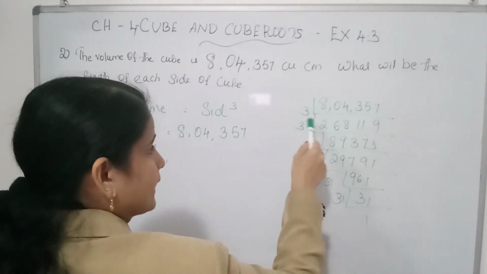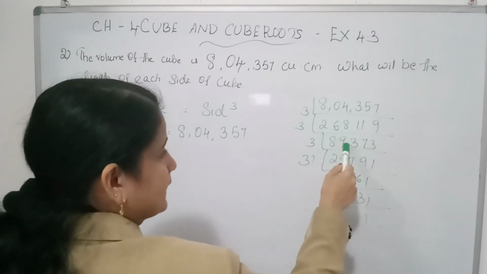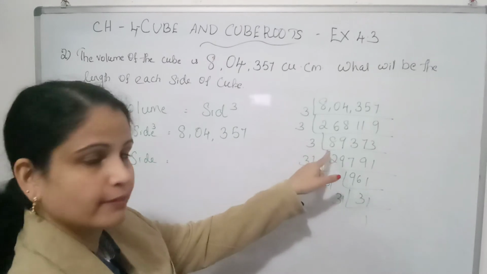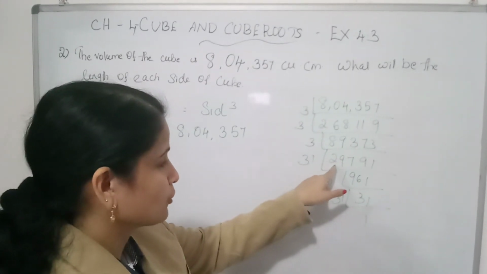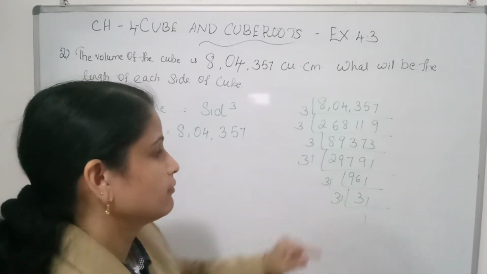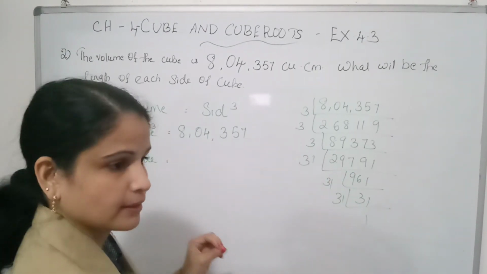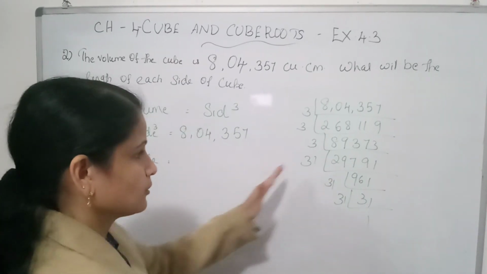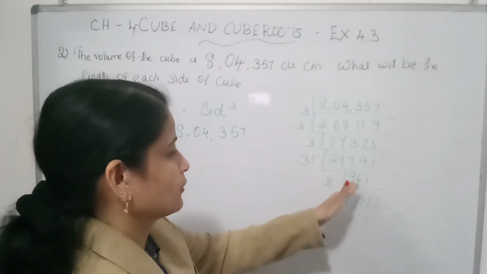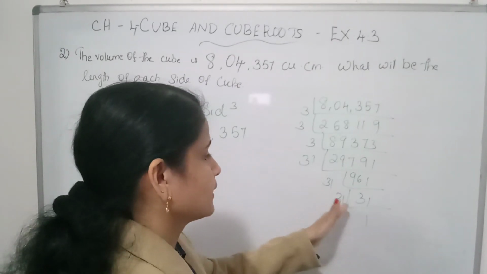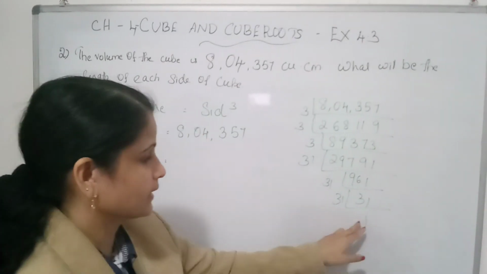2,68,119. Again by 3. You will get 89,373. This is also divisible by 3. So you divide this by 3. You will get 29,791. But this is not divisible by 3, 7, 11 like that. So this is divisible by 31. So you divide this by 31. You will get 961. Again by 31. You will get 31. Again by 31. You got it as 1.